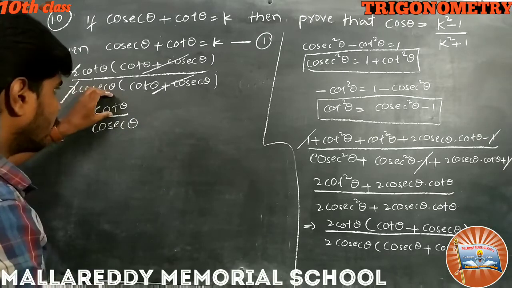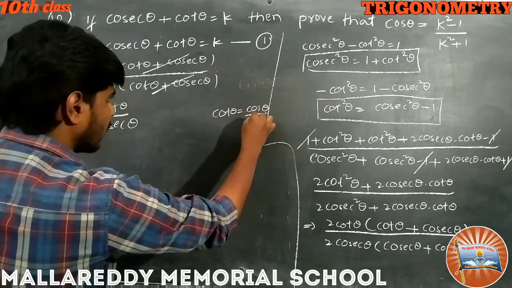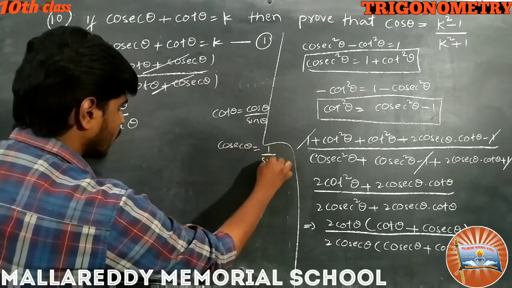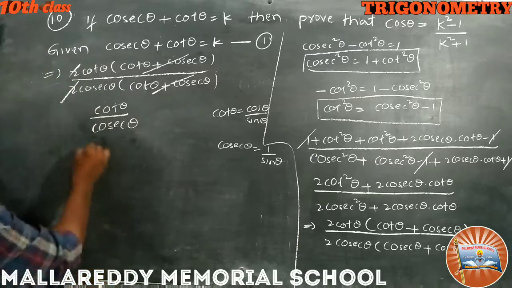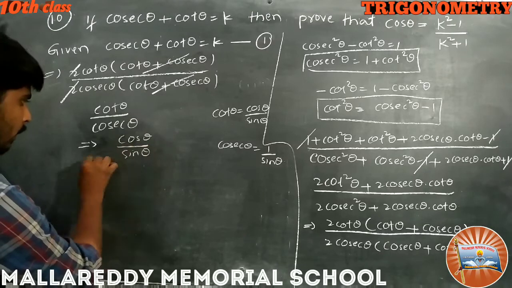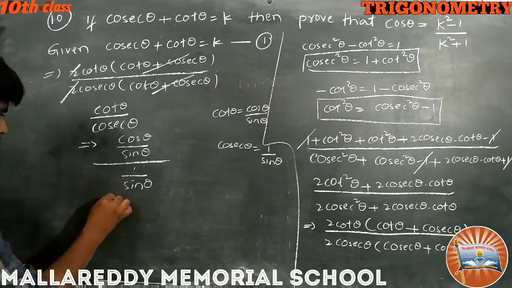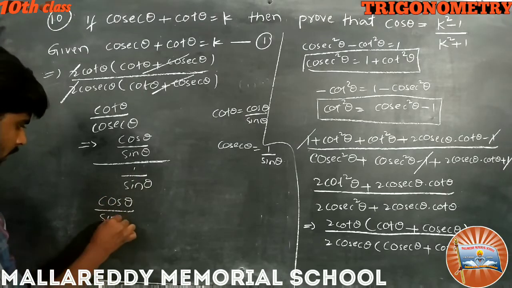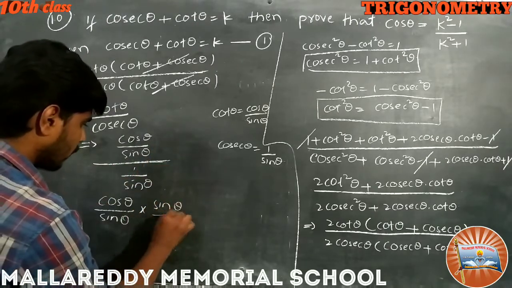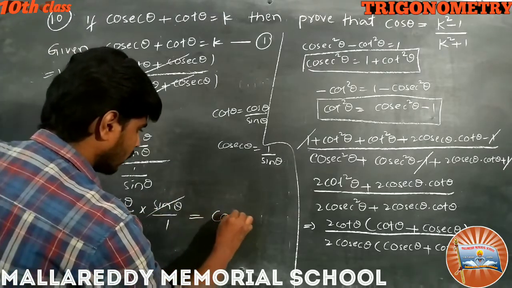This cot theta we can write as cos theta by sin theta, and this cosec theta we can write as 1 by sin theta. I am writing here cos theta by sin theta by 1 by sin theta. So in the next step, what becomes? Cos theta by sin theta, this becomes reciprocal. What is that? Sin theta by 1, isn't it? Here sin theta gets cancelled, remaining is cos theta.